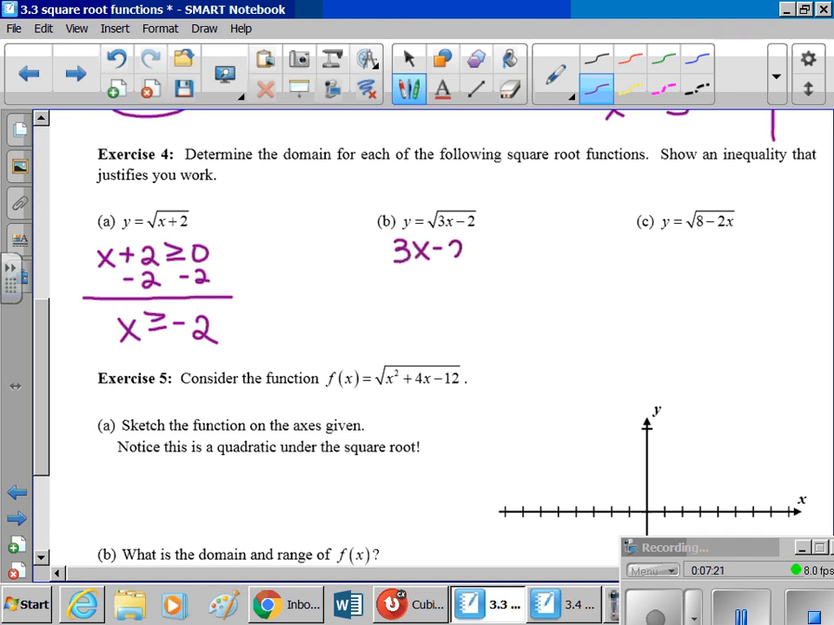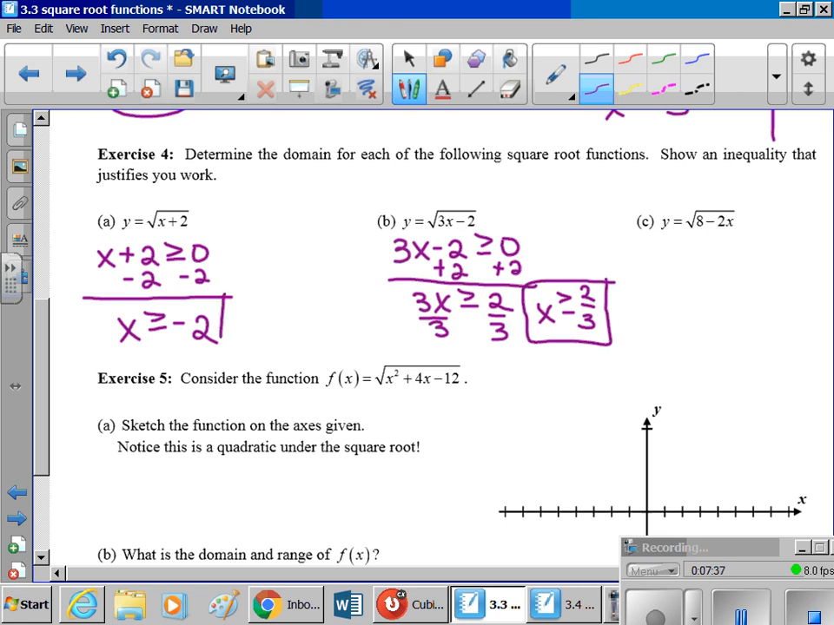Don't flip out from the fractions. They're not that hard. All right. Here we add 2 to both sides. We get 3x is greater than or equal to 2. Divide both sides by 3, and x is greater than or equal to 2/3.